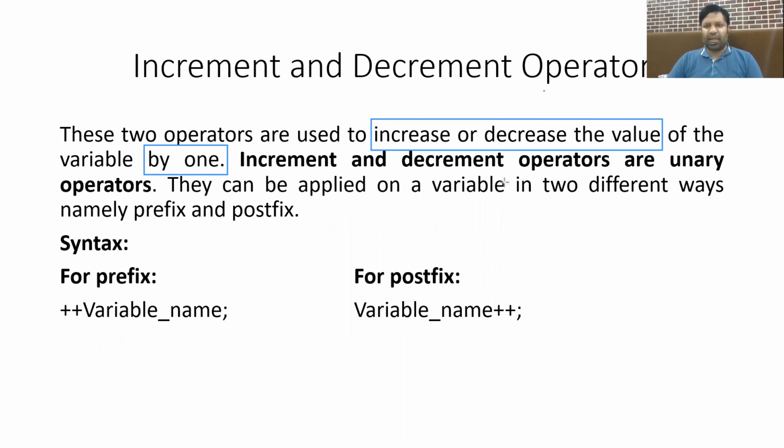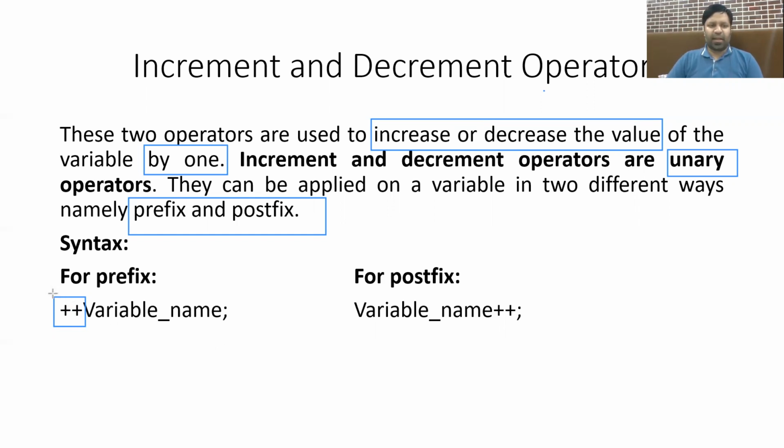The increment and decrement operators come under the category of unary operators because they can be applied on a single operand. And there are two methods to use the increment and decrement operators, namely as prefix and postfix. So what is prefix and postfix? First of all, have a look at the symbols for the increment and decrement operator. Double plus is the increment operator symbol and double minus is the symbol for the decrement operator.